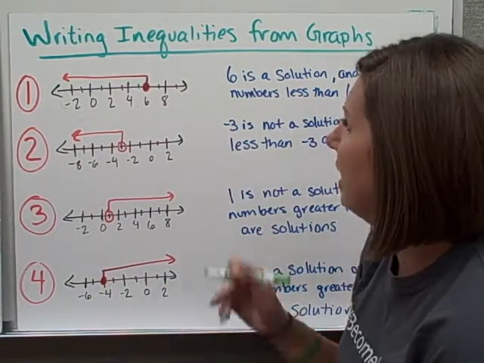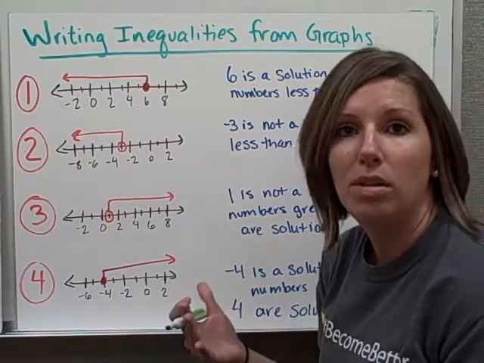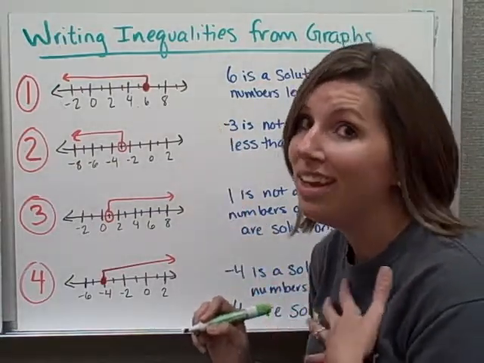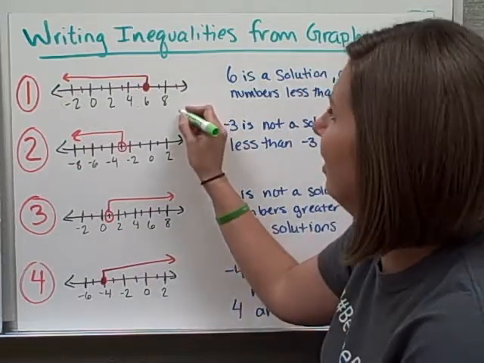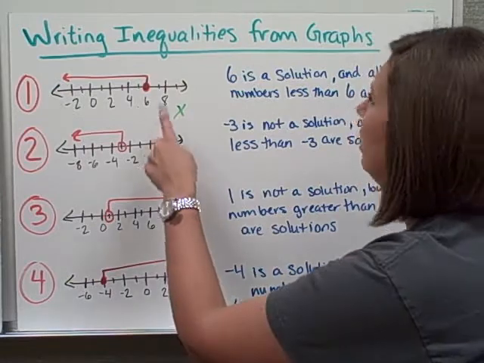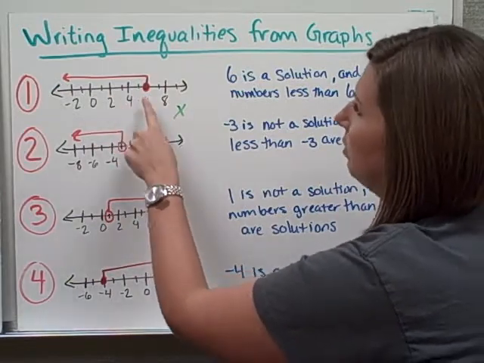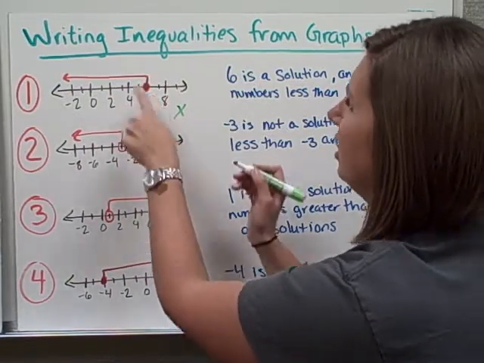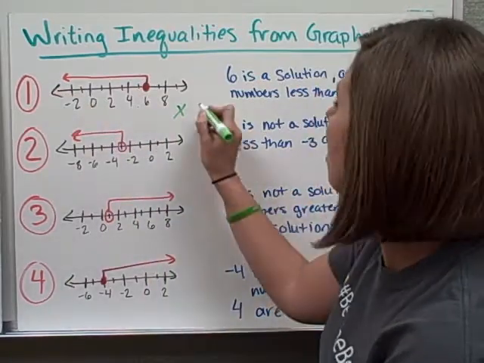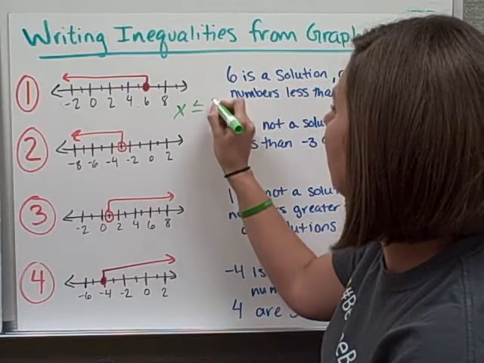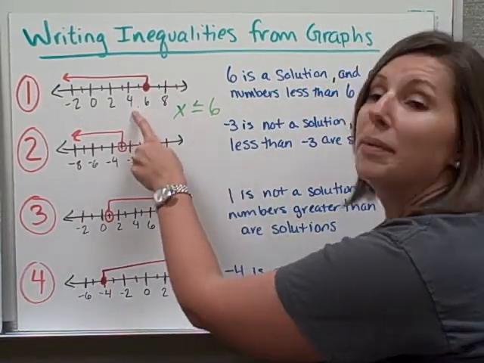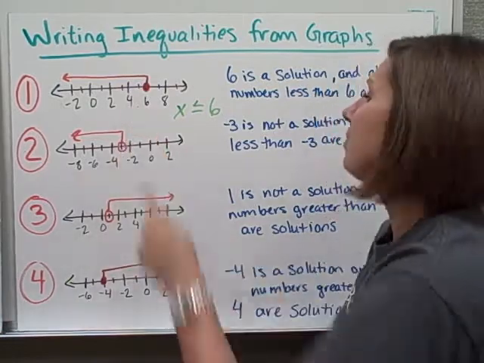So to write my answer, I can use any variable. I can use x or m. I could use s or e. Those are awesome letters. So in this case, I'll just use an x to represent my variable. And 6 is the solution, and I'm shading all the solutions less than 6. So I'm going to say x is less than or equal to 6. That's the inequality that represents this graph.